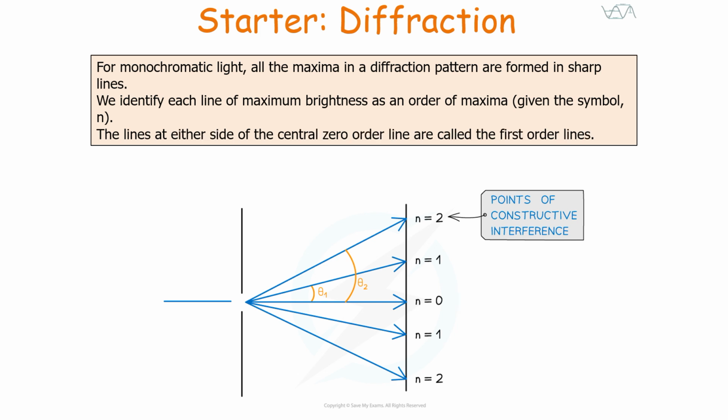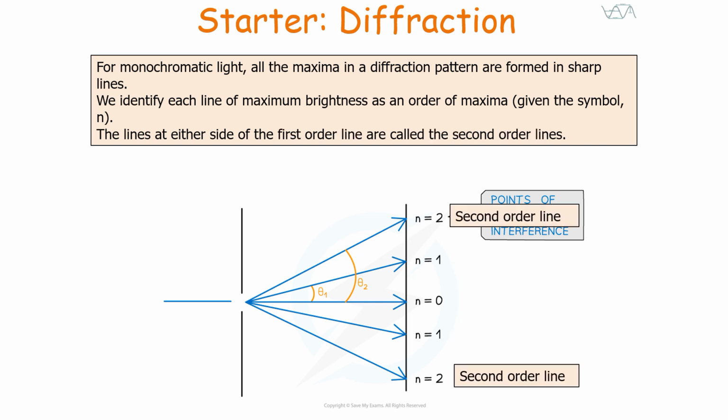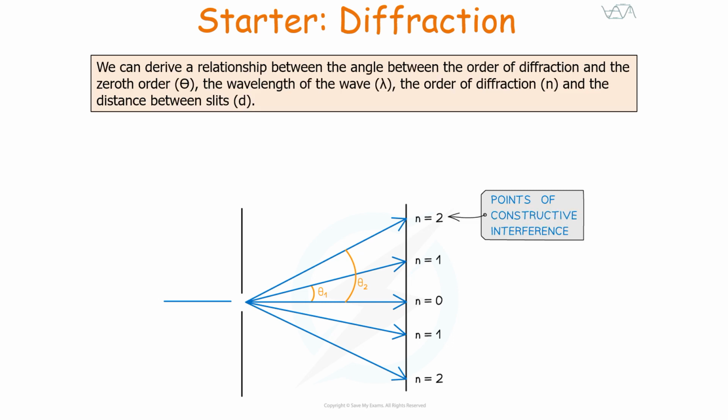center. The lines at either side of the central zero order line are called the first order lines, as shown on this particular diagram, and the lines either side of the first order lines are called the second order lines, and that will go on and on. Now we can derive a relationship between the angle between the order of diffraction and the zeroth order, and the wavelength of the wave, the order of the diffraction, and the distance between the slits.